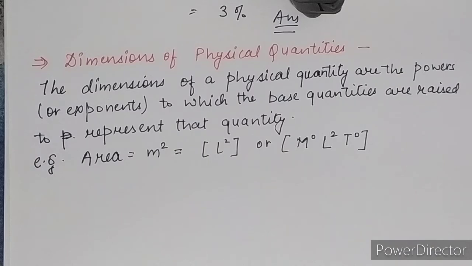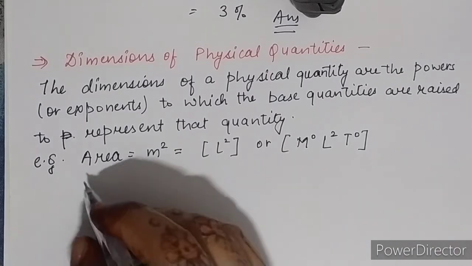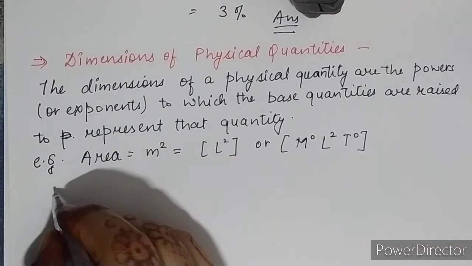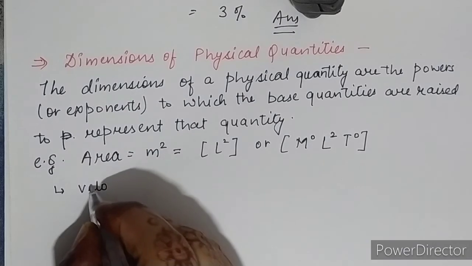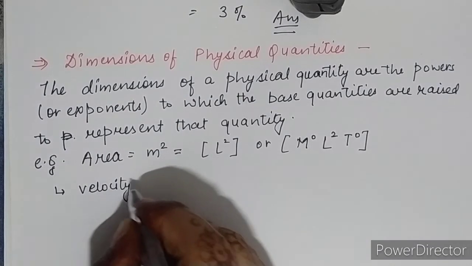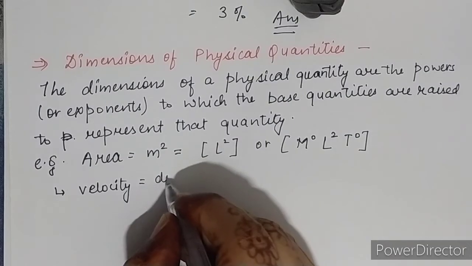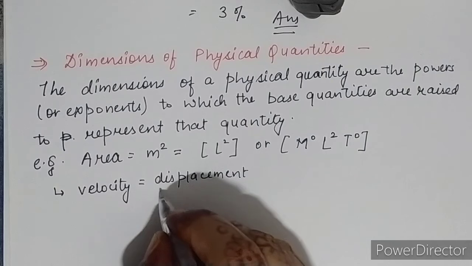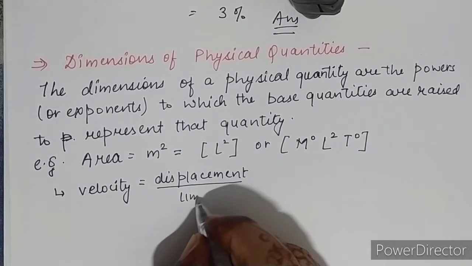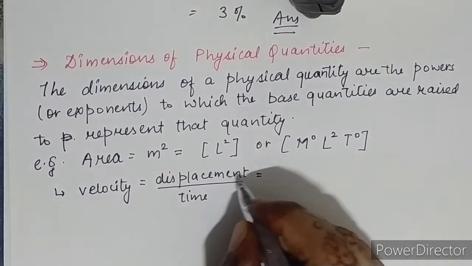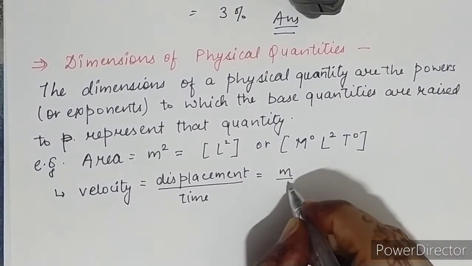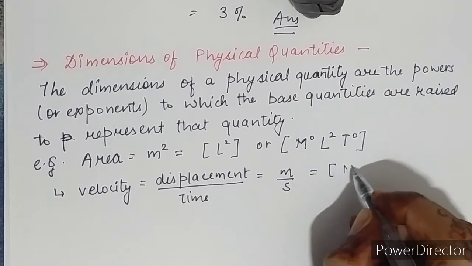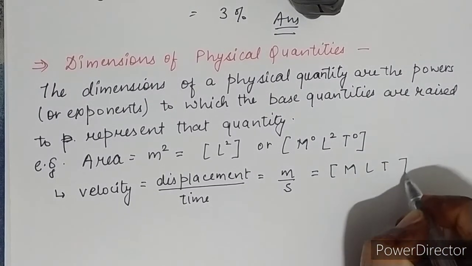One more example: velocity. I think you know about velocity. Velocity is displacement upon time. Displacement is in meters, time in seconds. So I write it down in MLT in the square brackets.